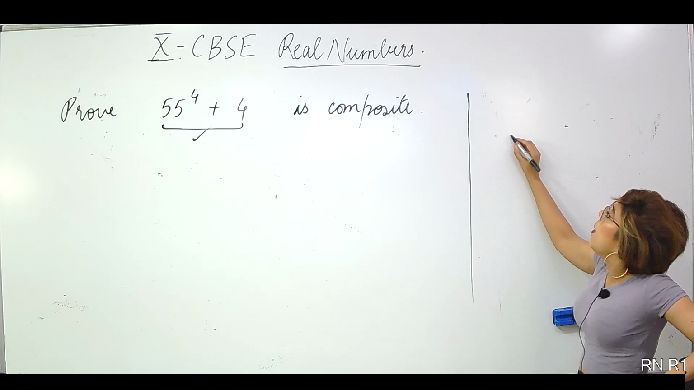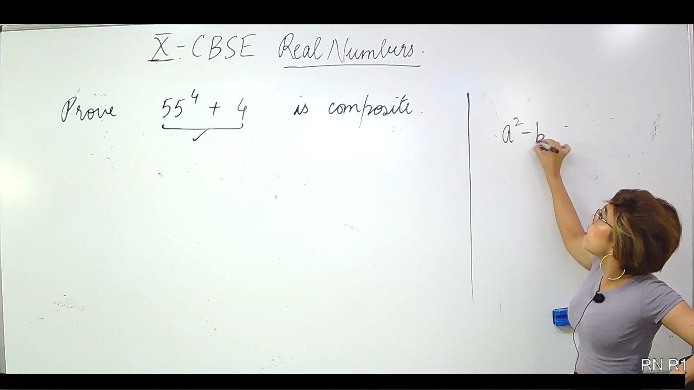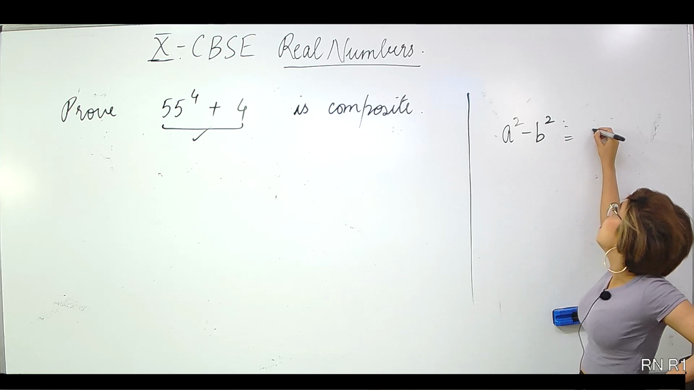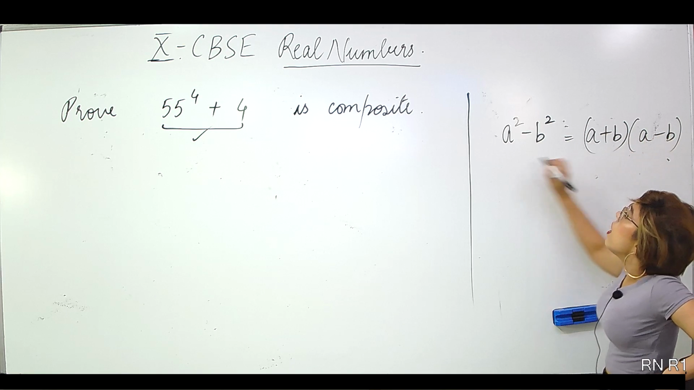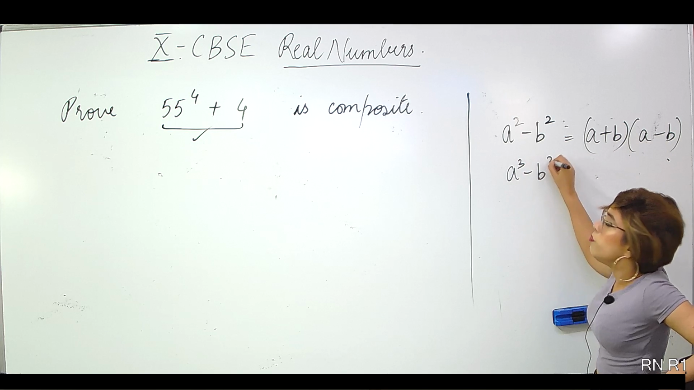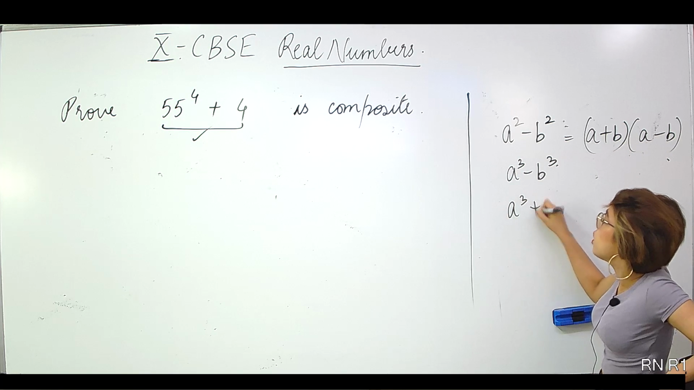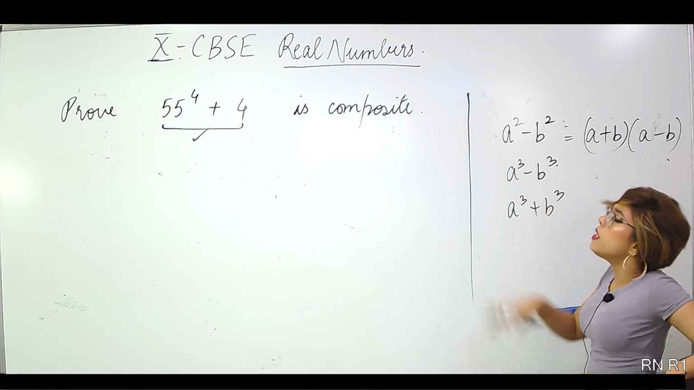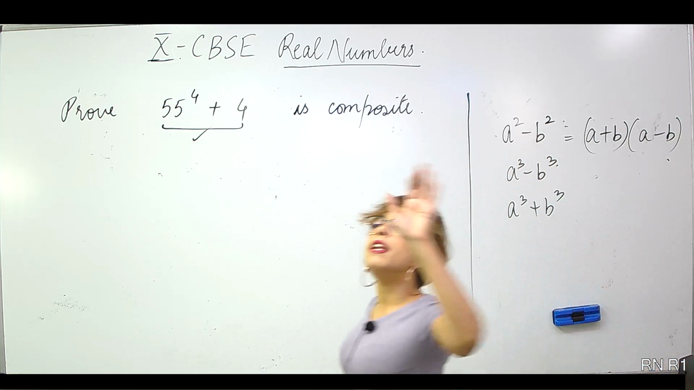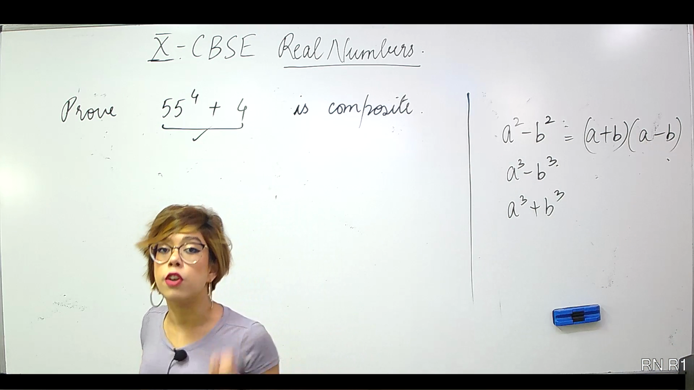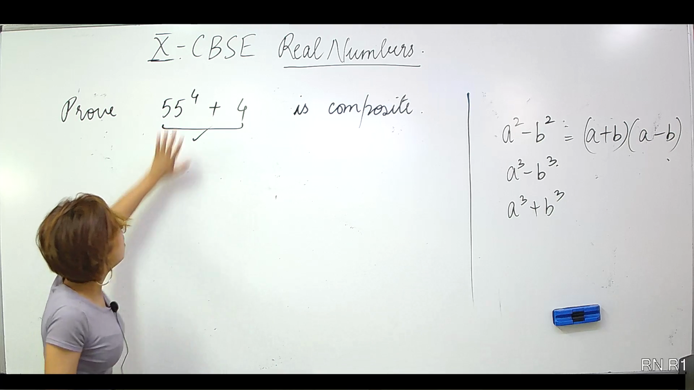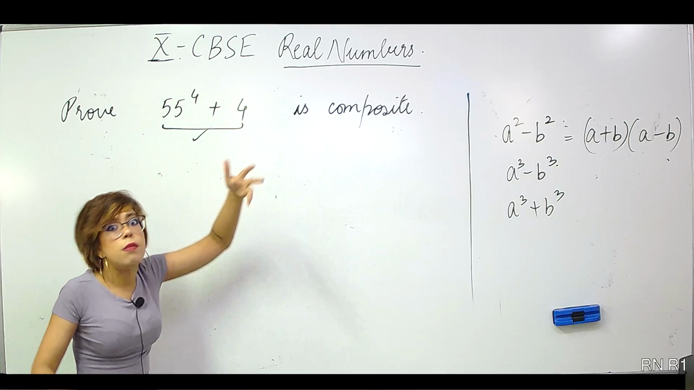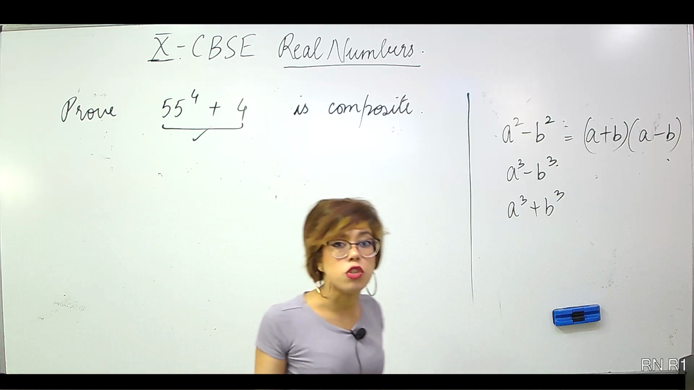Factorization 1. A square minus b square factorization was there, right? Which was a plus b into a minus b. Then it was a cube minus b cube. Then a cube plus b cube, right? These were some identities we learnt in class 9 in order to factorize. Now again, this is an expression, right? Term 1 is there, term 2 is there. I am just asking you to factorize the expression.